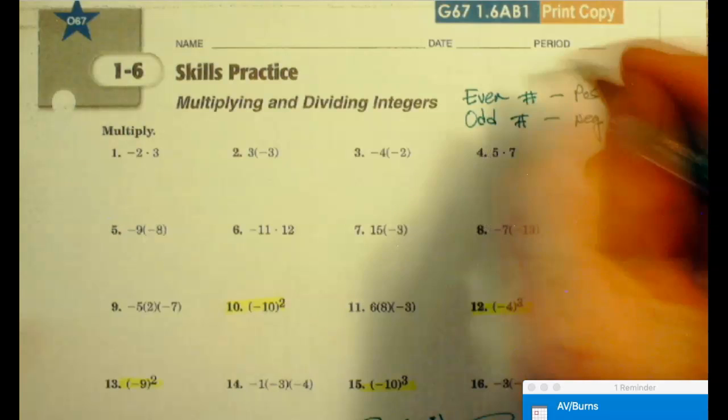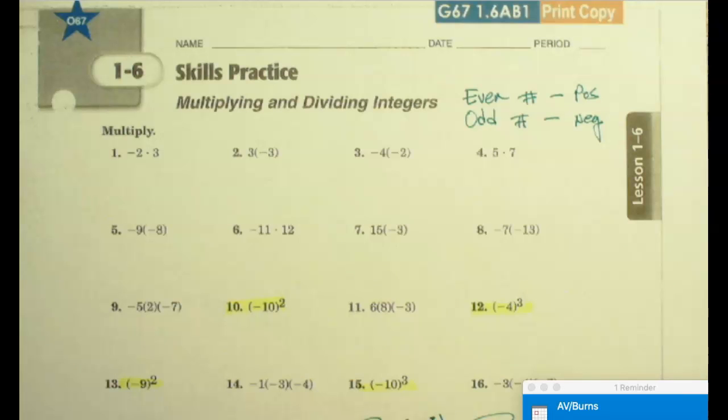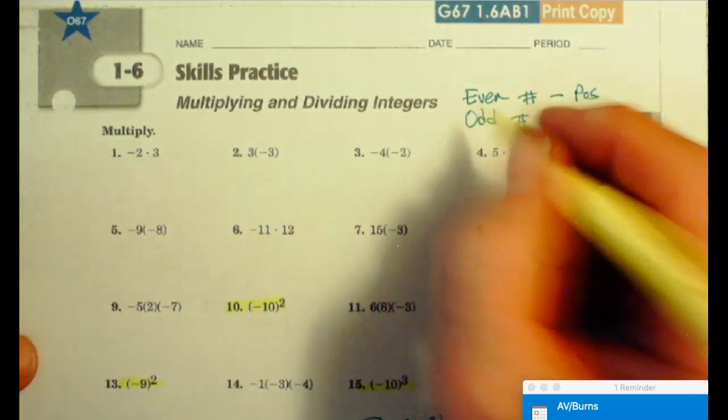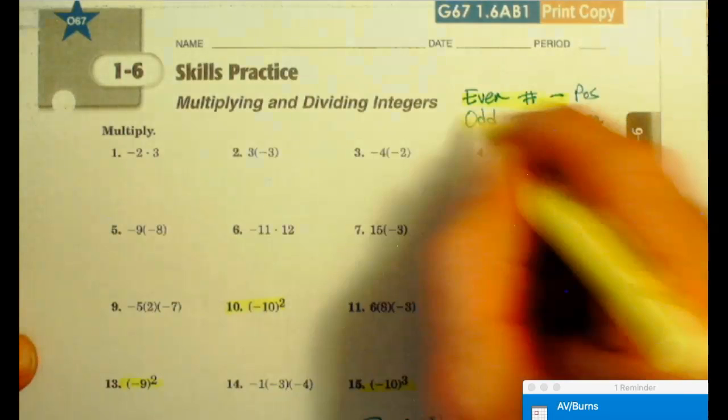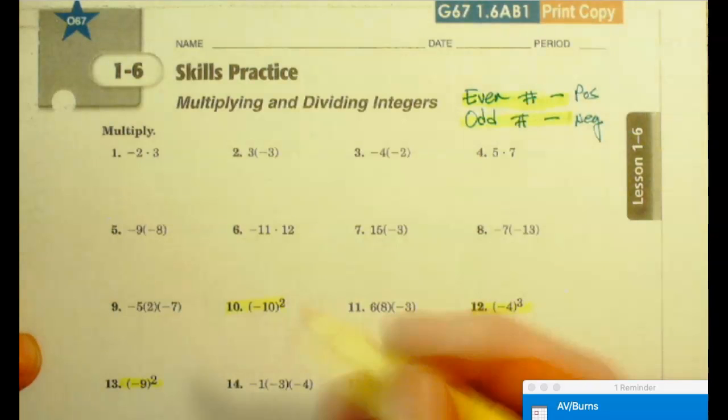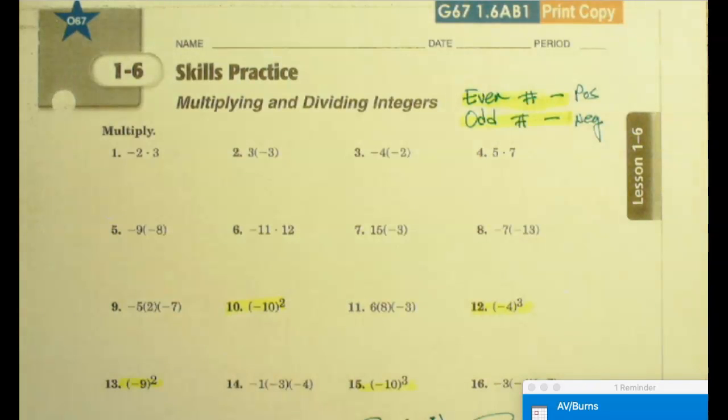Here are the rules we're going to be using today. If we see an even number of negative symbols, it's going to be a positive answer. An odd number of negative symbols, it's going to be a negative answer. It gets a little tricky when it gets down into the exponents, and I've highlighted some of those. We'll go over those. So let's just get going.